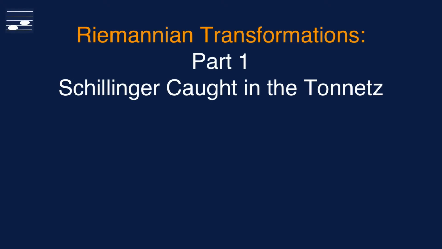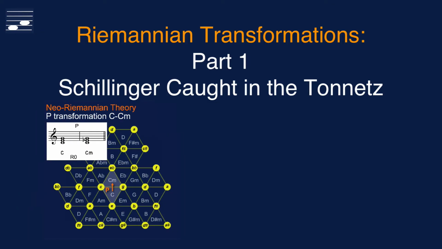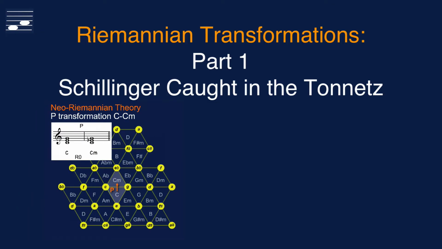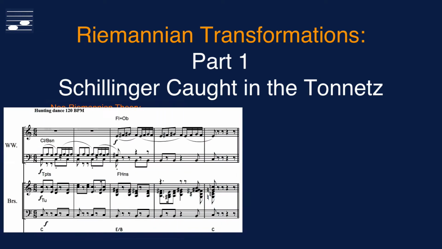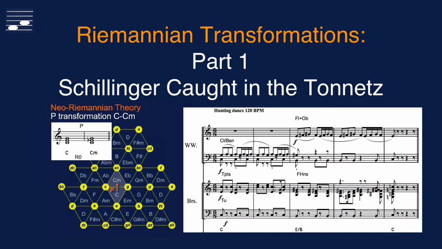Hello, this video tutorial is about Neo-Riemannian Theory and Triad transformations. Elementary and compound transformations will be presented in the Tonnetz diagram. You will learn their characteristics, the root cycle analogy in the Schillinger system and example applications in film music.